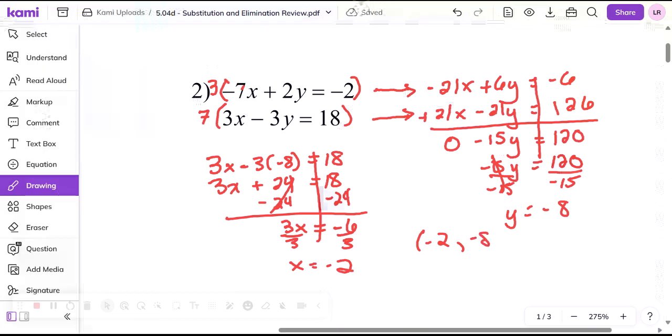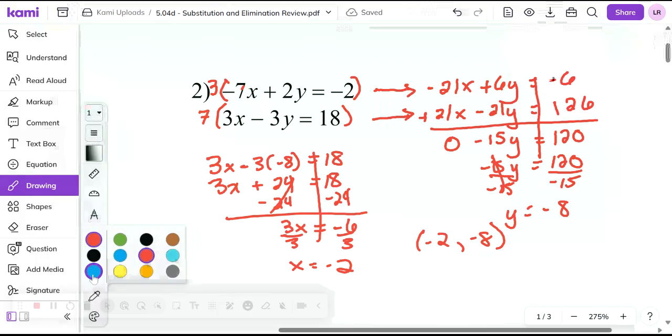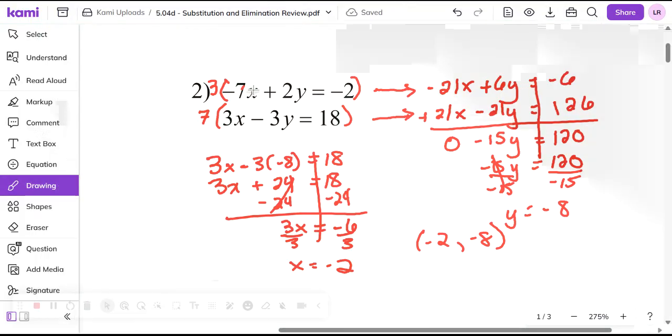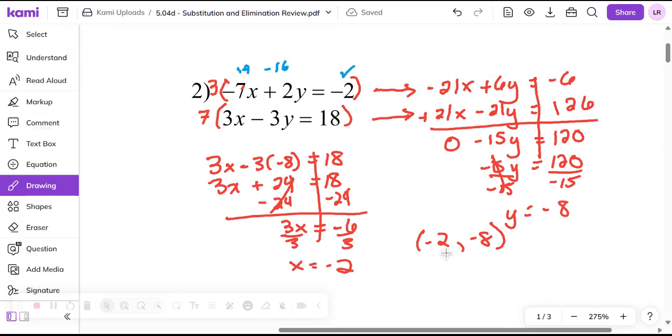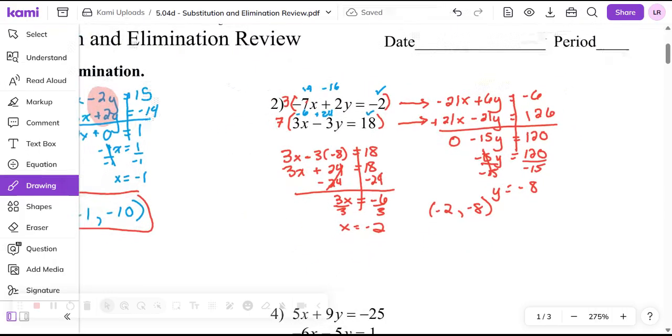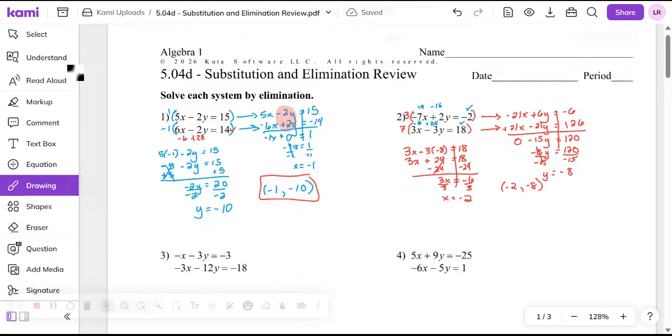Negative 2, negative 8. Now, if I wanted to test it, remember, I could plug it in. Negative 7 times negative 2 is 14. 2 times negative 8 is negative 16. 14 minus 16 is negative 2. 3 times negative 2 is negative 6. Negative 3 times negative 8 is positive 24, and that does equal 18. It works. So that is definitely our answer. Okay, so that's our elimination stuff.